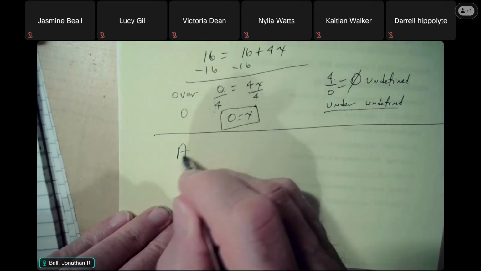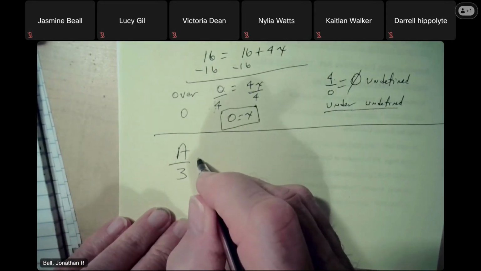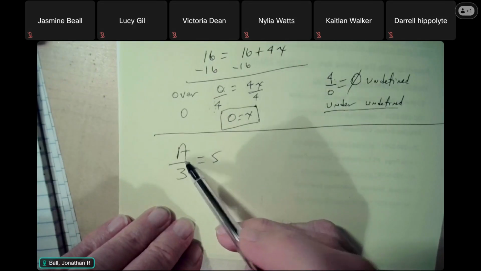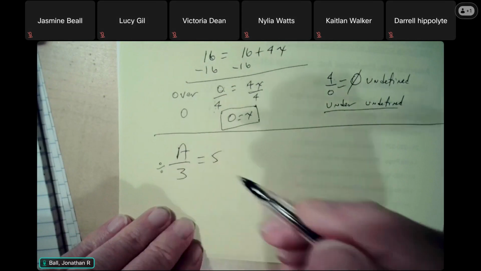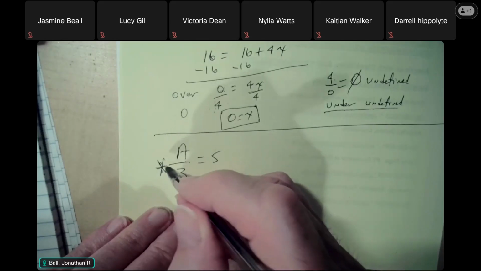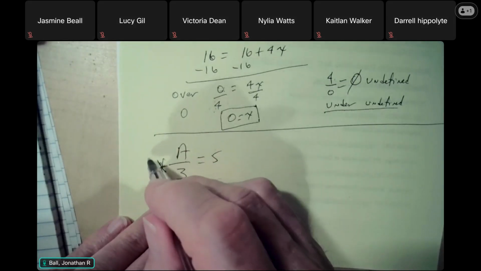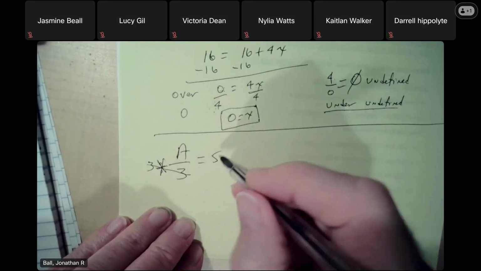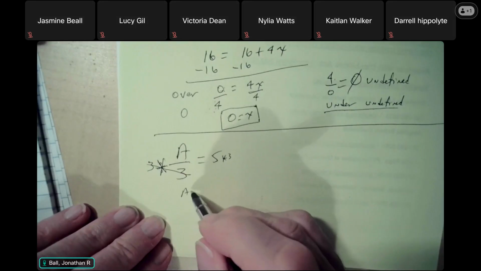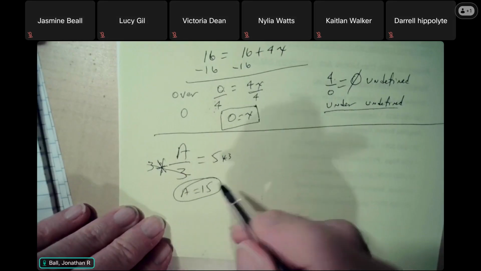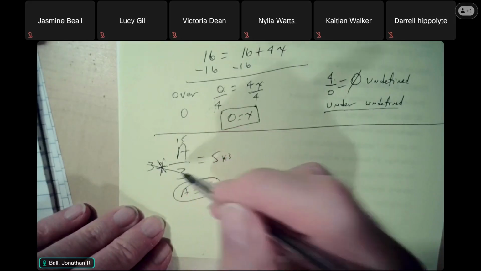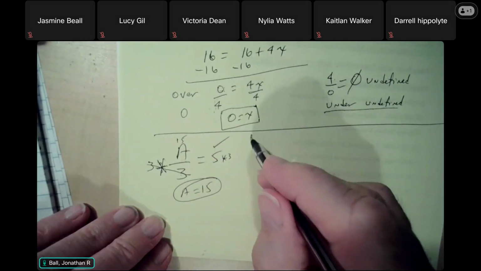Now, what if we have this? What does this mean? The fraction bar means divided by. So how do we undo division? Multiplication. We're going to multiply by 3. Whatever you do to one side, you have to do the other. So A is 15. Put 15 in here. 15 divided by 3 is 5, so we're correct.